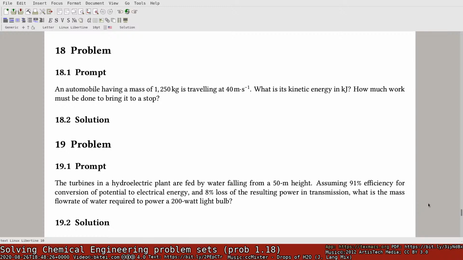Okay, fixed audio maybe. Problem 18. An automobile having a mass of 1,250 kilograms is traveling at 40 meters per second. What is its kinetic energy in kilojoules? How much work must be done to bring it to a stop?